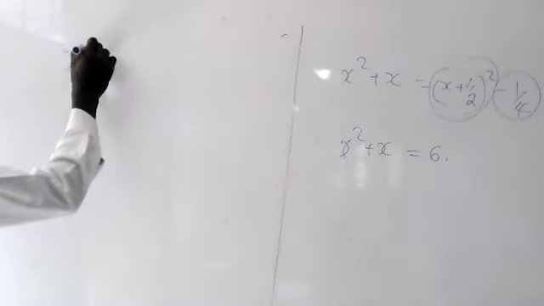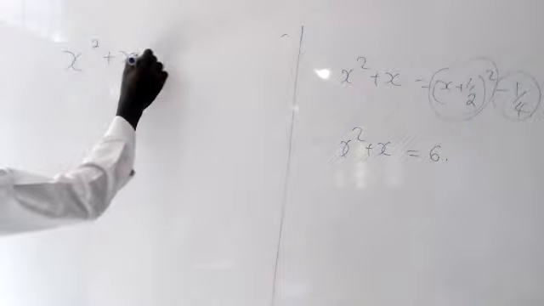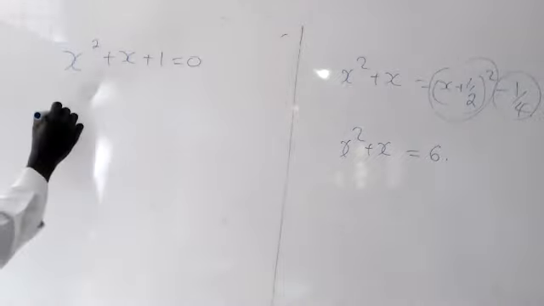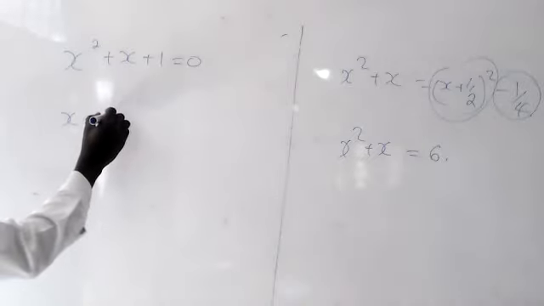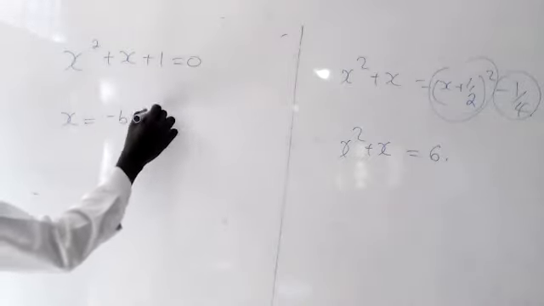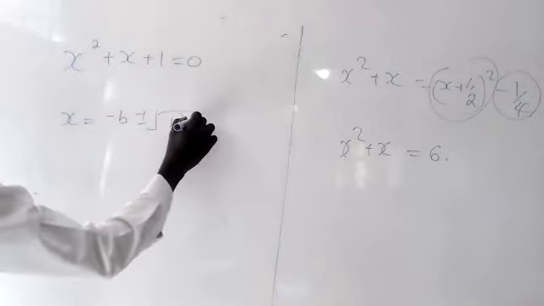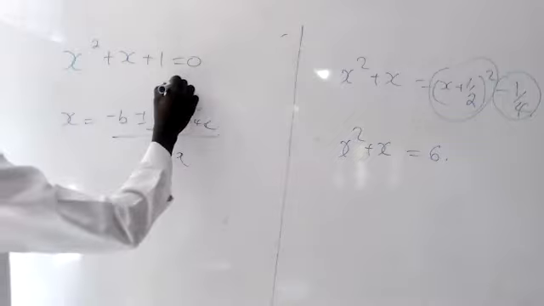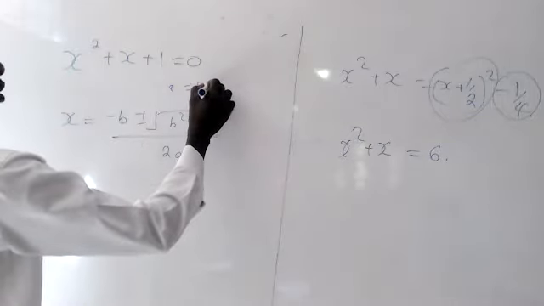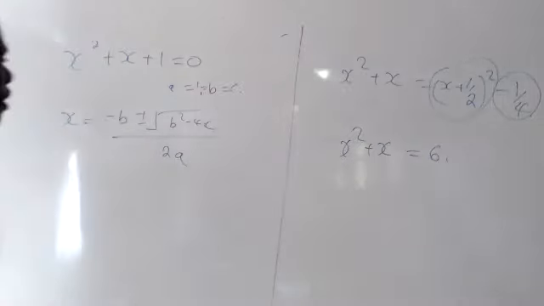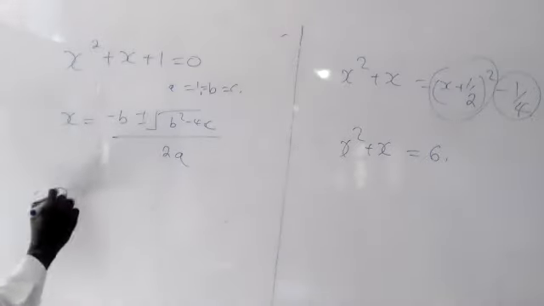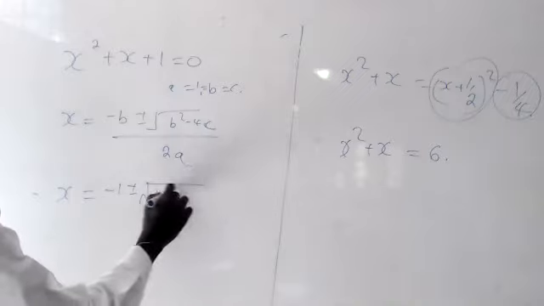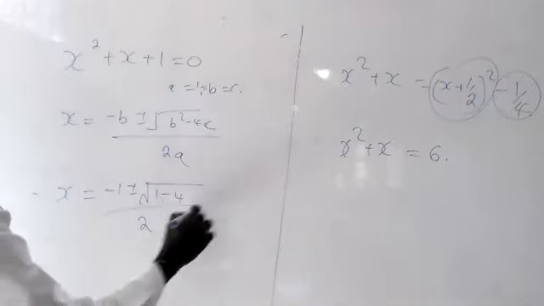Find all the solutions to the equation by using the quadratic formula. So the formula is x equals minus b plus or minus square root of b squared minus 4ac, divided by 2a. A is 1, b is 1, c is also 1. So here we have x equals minus 1 plus or minus square root of 1 minus 4, divided by 2.